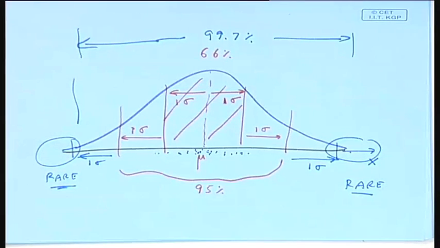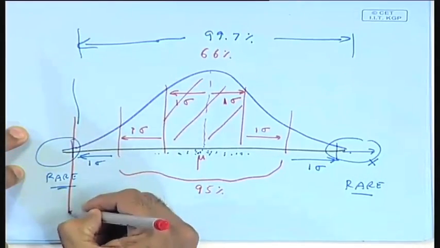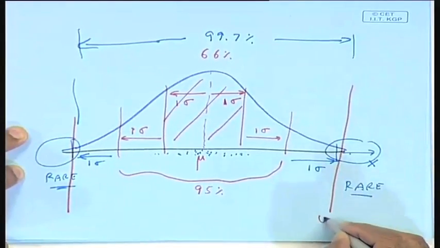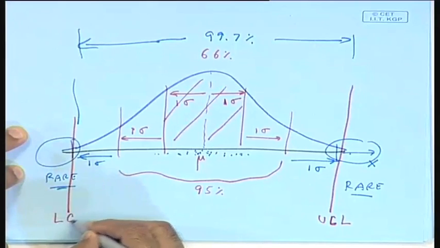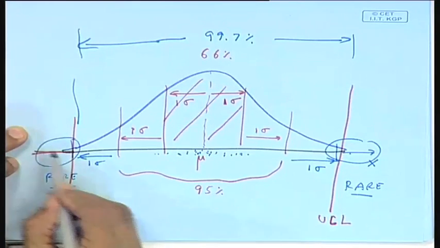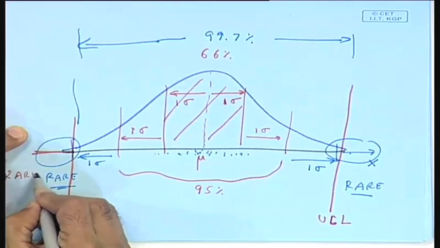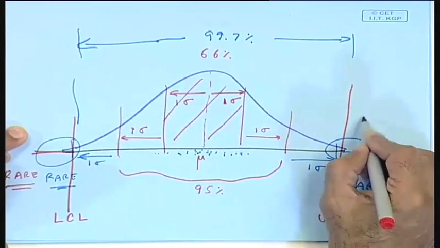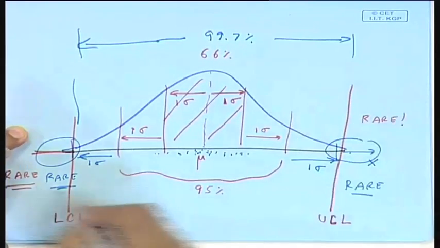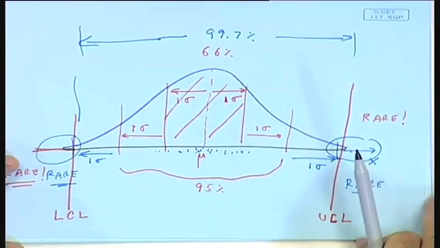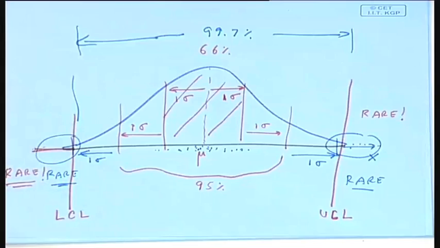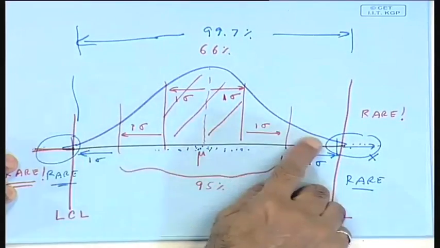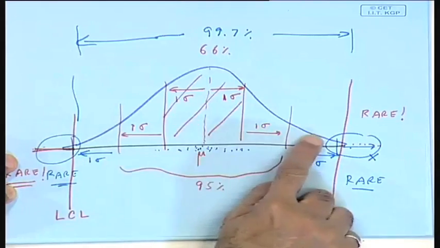Why I say that is that the control limits are set exactly at this rare limit. So there is the upper control limit here, and the lower control limit here. Anything beyond this is rare, and anything beyond this is also rare. Therefore, when I plot my control chart and find points coming over here or over here, that is no more explainable by the natural variation of the process. Natural variation stays right here.